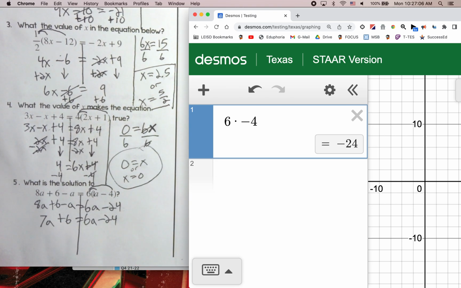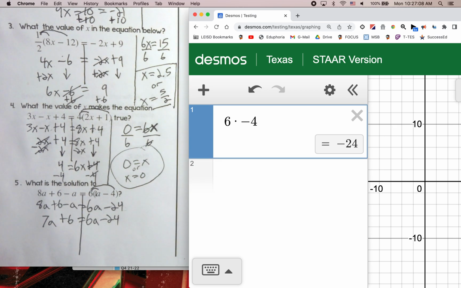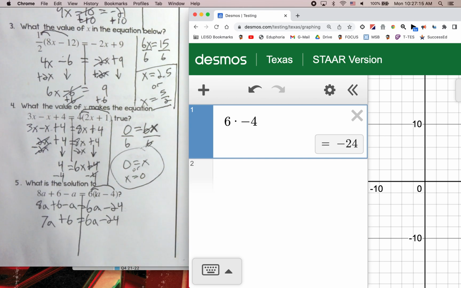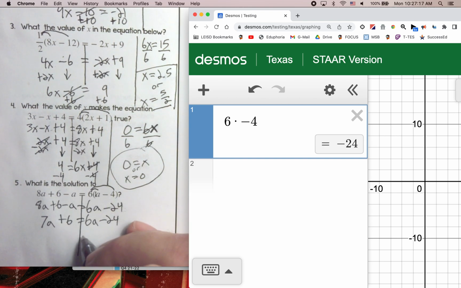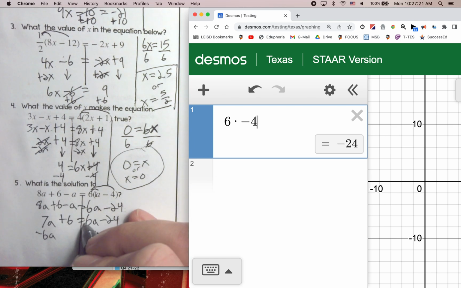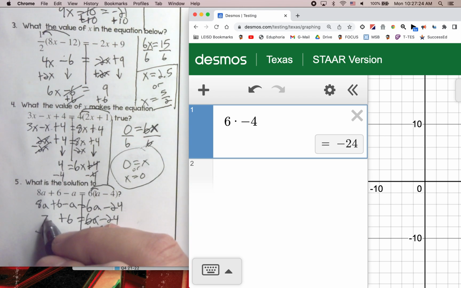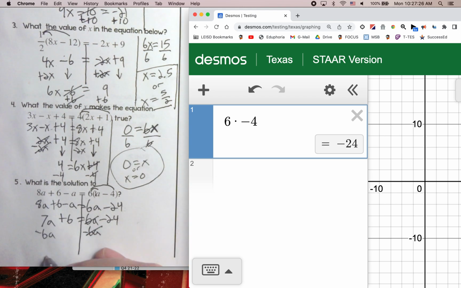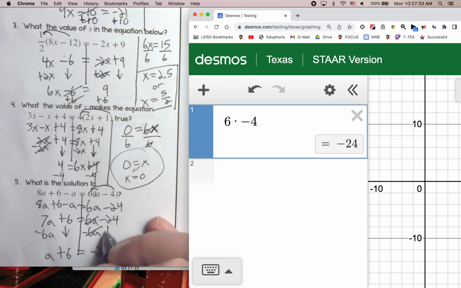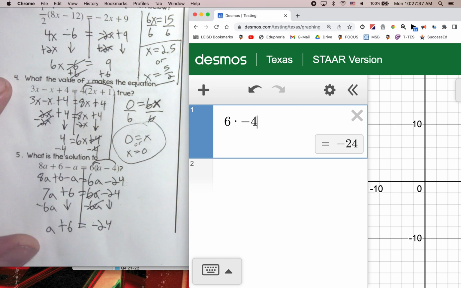All right. Now I'm going to gather all my variables to a single side. So I have 7a's here, I have 6a's here. Once again, I like to move the smaller one. They're both positive, so I'm going to move the 6a to the left by subtracting it. 6a minus 6a is 0. And then 7a minus 6a is 1a. So I'm just going to put a plus 6 equals negative 24. Notice I still brought down my constants. Also notice I brought down the negative sign with the 24.